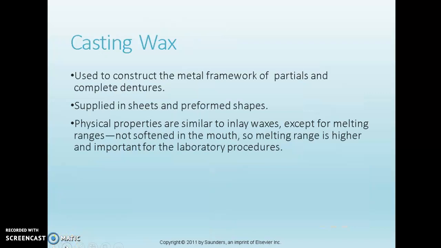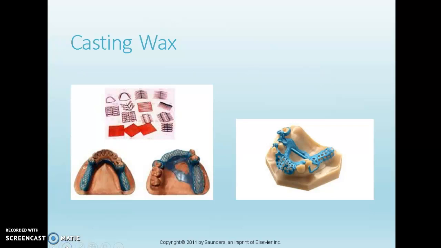A casting wax is used to construct the metal framework of partials and complete dentures. This type of wax is supplied in sheets and in preformed shapes. The physical properties of this wax are similar to inlay waxes, except for the melting range. This type of wax is not softened in the mouth, so the melting range is much higher, and it's important in this aspect for the laboratory procedures to have a higher melting range.